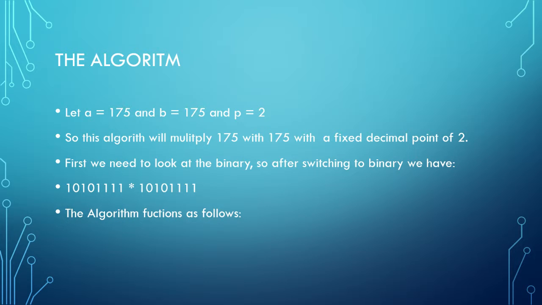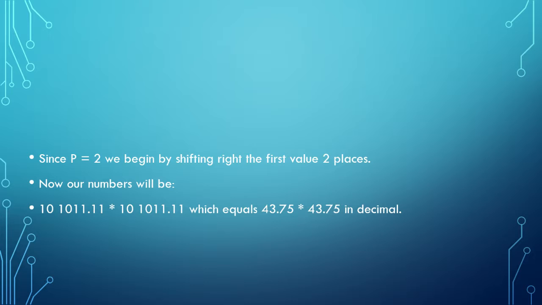As part of our algorithm, we shift this number to the right 2 places in which the decimal is now 43.75 times 43.75. This seems like undoing our work, but it is a simple workaround for our hardware issue. We then multiply p by 2. The first instruction is AI is equal to shift right AP.